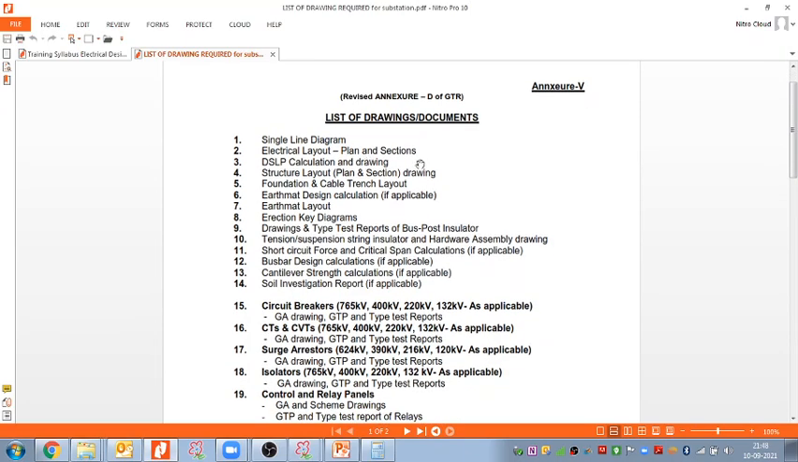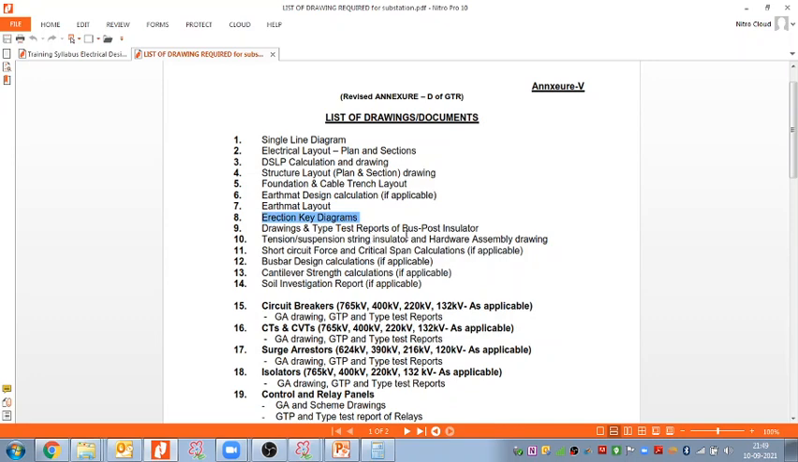Electrical layout plan and sections, DSLP calculation and the drawing, structure layout plan and section drawing, but this is not by electrical, this is done by the civil department. Foundation again is not by the electrical, it will be done by the civil, but cable trench layout is by the electrical only. Earth mat design calculations by the electrical only. The electrical will do the design calculation and the earthing layout drawing both. Erection key diagram, this is electrical only.